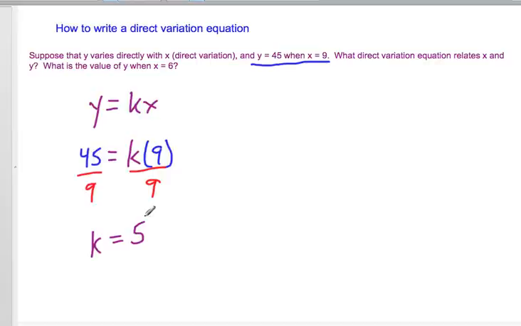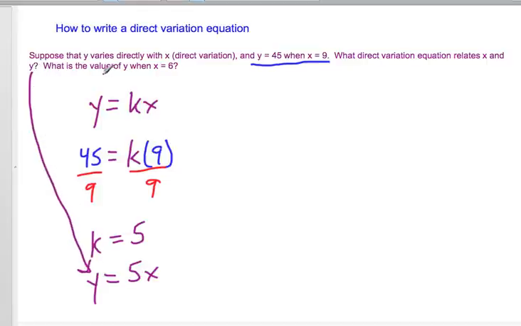So I'm almost done. I was just figuring out what k is. The actual equation is this. We write y equals, and then we substitute the value in for k, and so y equals 5x is the direct variation equation. And you can tell that it works because if we plug in x here, 9 times 5 is 45. So now we're going on to the second question. So here's the answer to the first question.